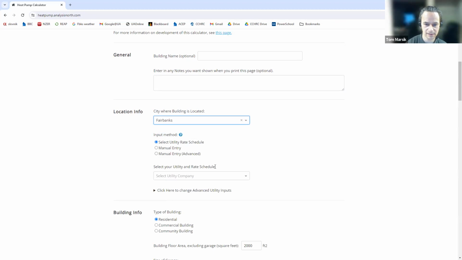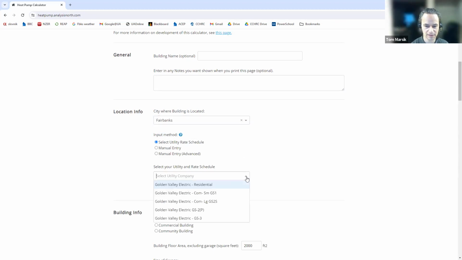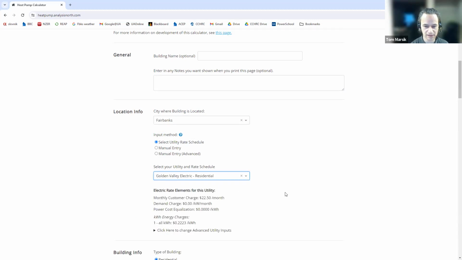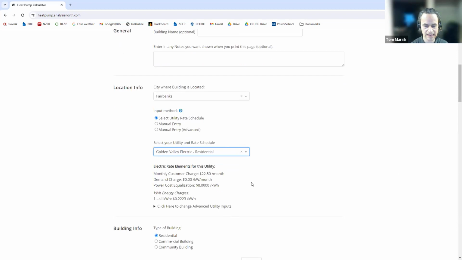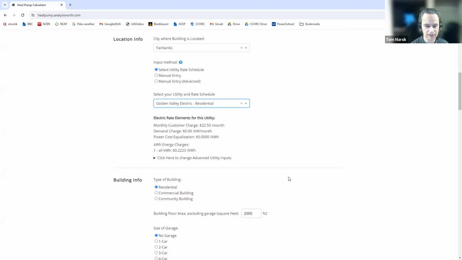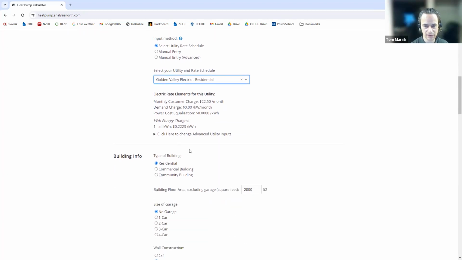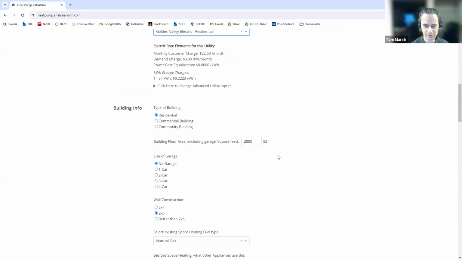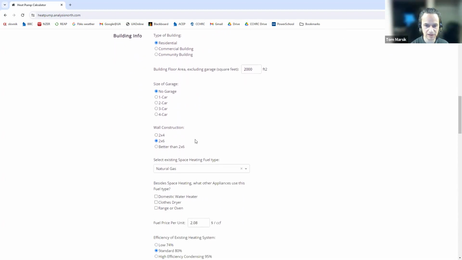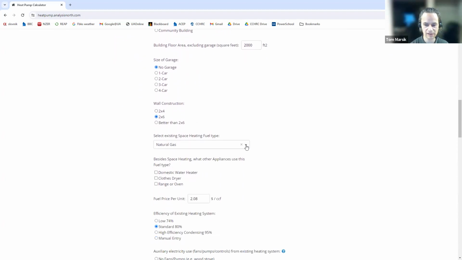Okay, so here is Fairbanks, and we'll use here Golden Valley Electric Association residential rate. Again, this is not totally up to date, but it's still fairly representative of the current situation. And I'm gonna leave everything else the same. So residential building, 2,000 square feet, no garage, 2x6 construction. Well, I'm not gonna leave everything the same.